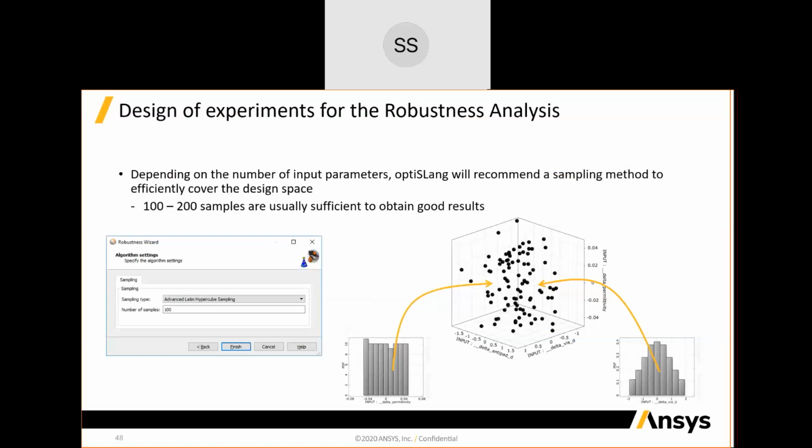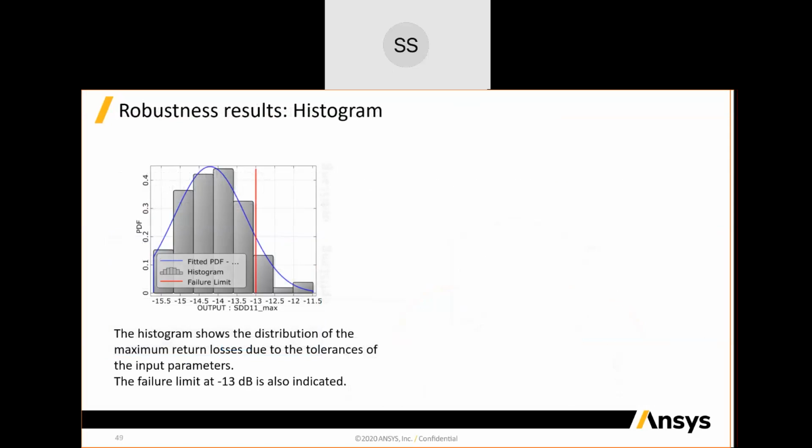Then we create our design of experiments, and based on how many parameters we have, optiSLang will make a recommendation for what kind of sampling type to use. But really what this means is we're going into the distributions, and we're randomly selecting values that will represent those distributions to create this design of experiments. We send those off to 3D Layout, and then we get the reports back from optiSLang.